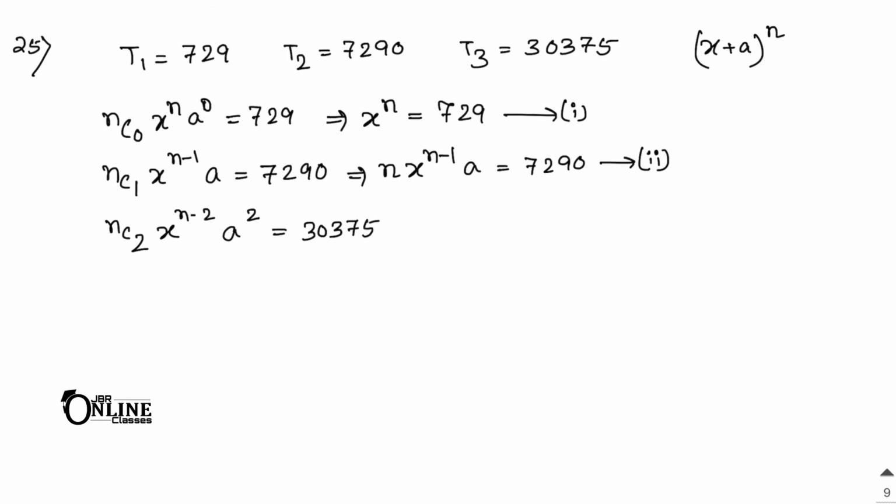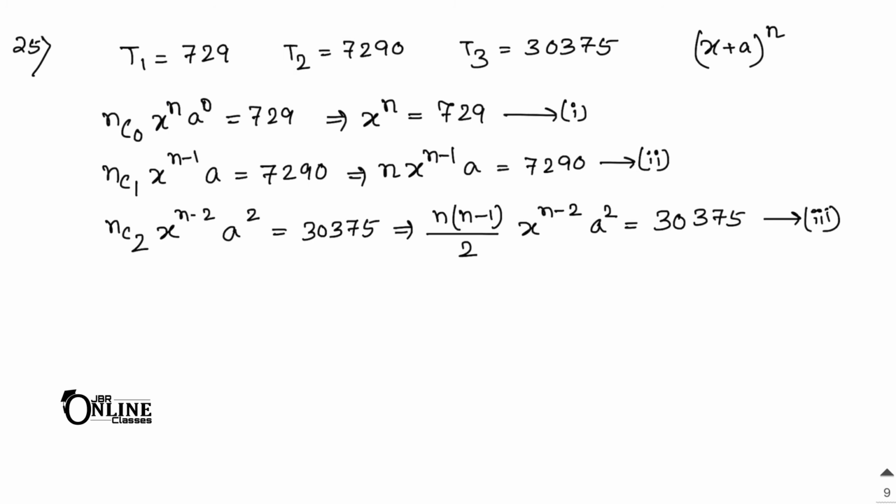30375. You can write this as n factorial, or you can write it directly. Do one thing, write it directly. So n into n minus 1 divided by 2, then x to the power n minus 2 a square, equals 30375, put it as number 3. Okay, so I hope it's clear.